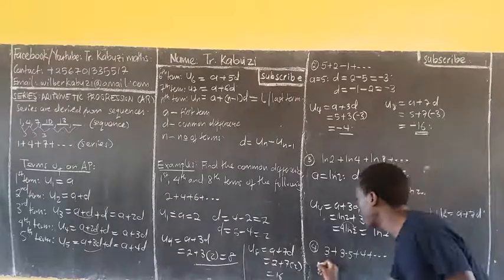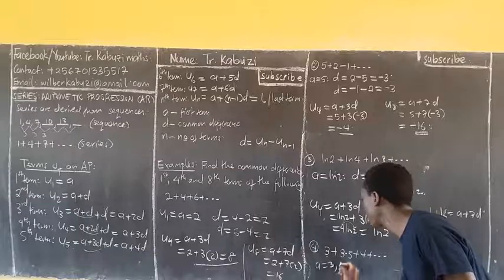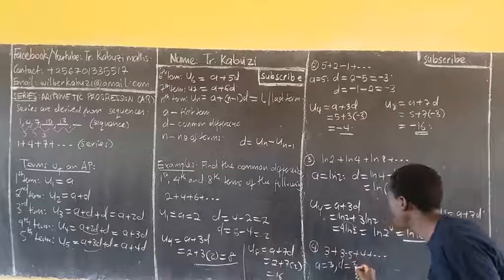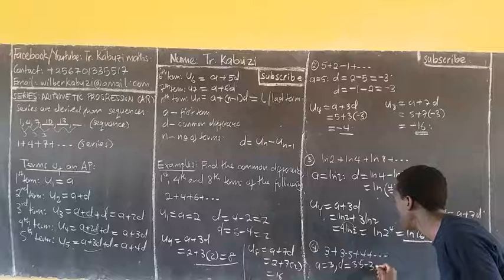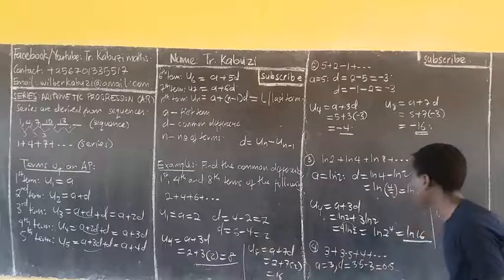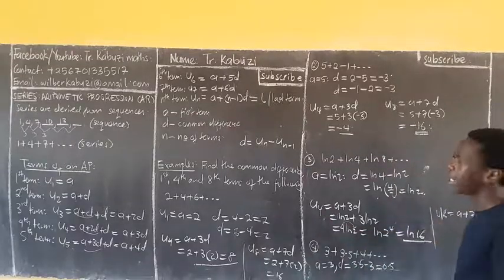Now this one, we see that our a will be 3, then our d will be 3.5 minus 3, which will give us 0.5. I think you can get the fourth term and the eighth term.